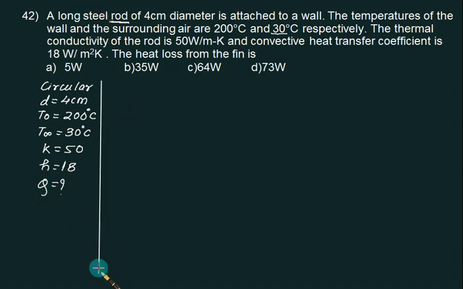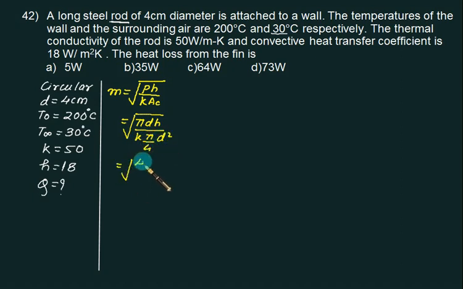First of all, we'll calculate the parameter m, which is the square root of P into h by k into A_c. This time we're going to substitute for perimeter and cross-sectional area here itself. So perimeter is pi d for a circular section, and A_c is pi by 4 d square. So what we get is the square root of 4 times h by kd. This will give the exact answer of m. Substitute all data and you will get this answer exactly equal to 6.